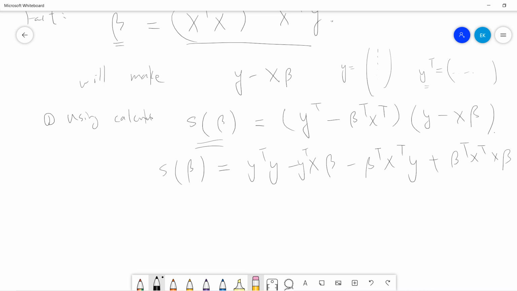Okay, and so this is a number, this is a number, this is a number, right? So the number is its own transpose. So S of beta can be written as y^T y minus 2 beta^T X^T y, because these terms are the same as these terms, since they are numbers. If you transpose it, it becomes the same.